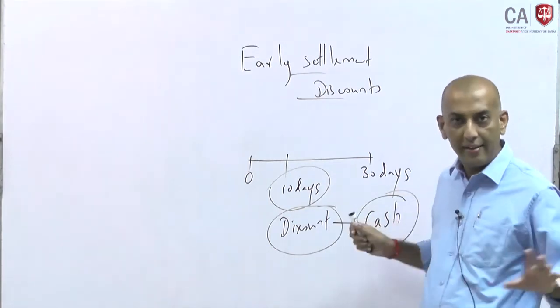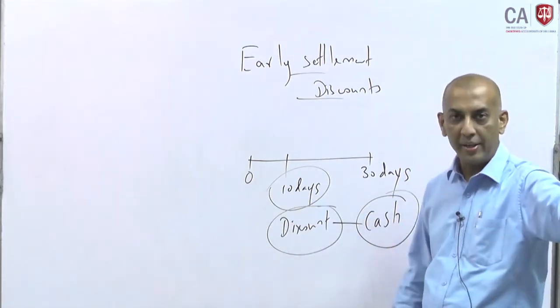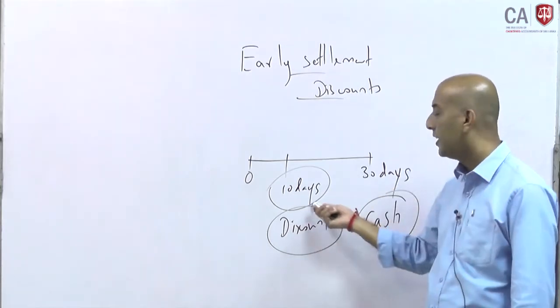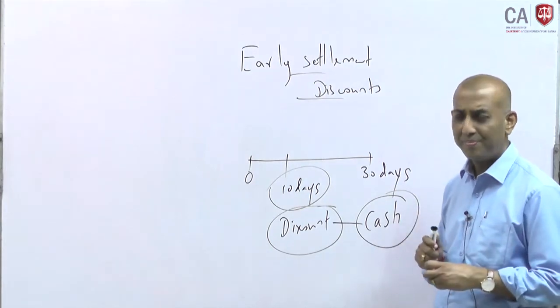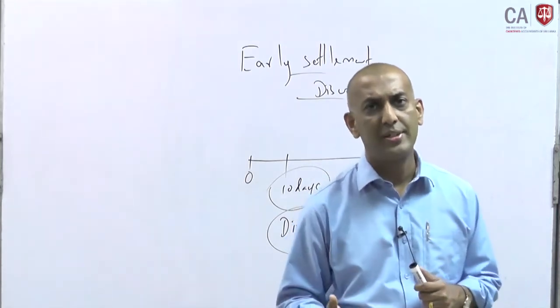Here it's not about sale. Sale has taken place already. Day 0, you have sold it on credit, 1 month credit. After selling, you tell the customer, if you pay within 10 days, I will give you 10% discount. So this is called cash discount. So the organizations can give cash discount to customers.